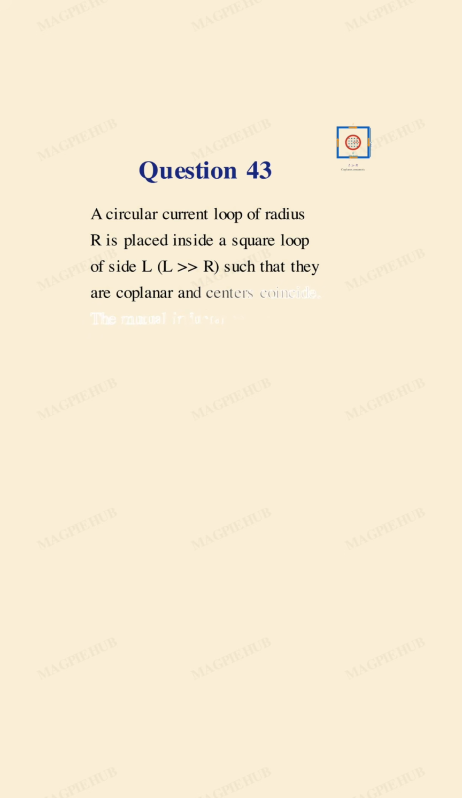The question states, a circular current loop of radius R is placed inside a square loop of side L, where L is much greater than R, such that they are coplanar and their centers coincide. Find the mutual inductance between them.